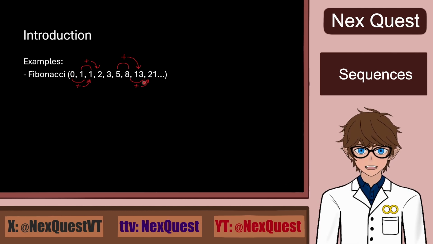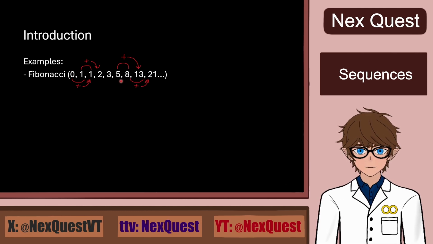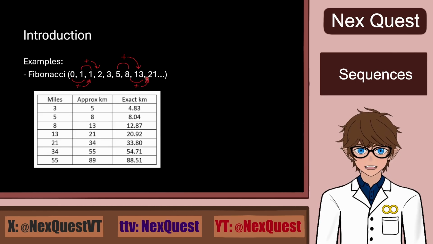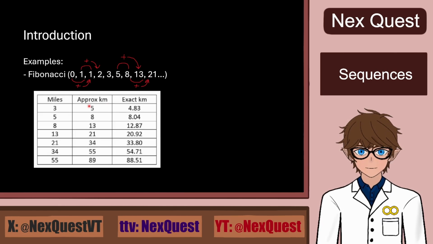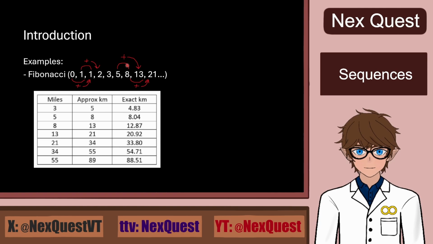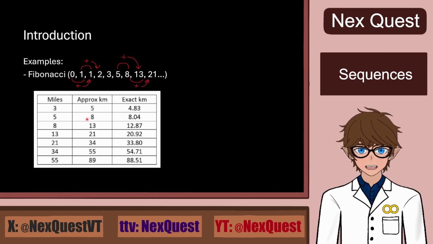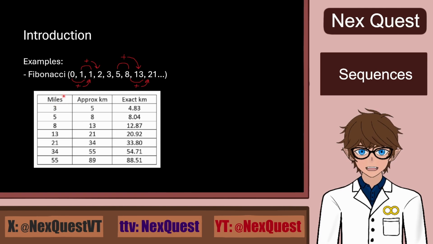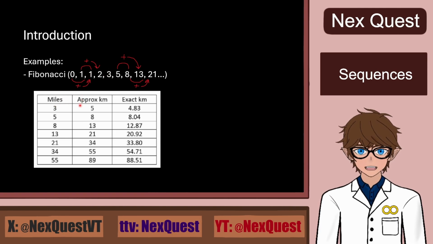So if we add any two consecutive terms together, their sum is equal to the next term. And funnily enough, the consecutive terms are super good at predicting the conversion between miles and kilometers. Like, if we take this from 3 on, of course.